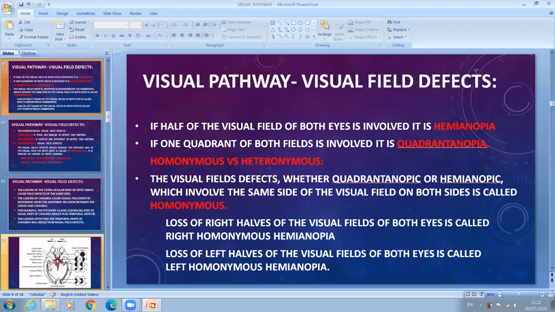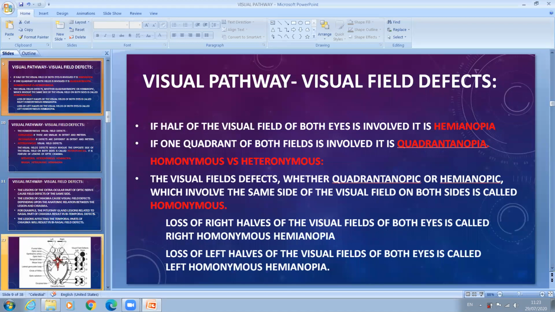I'll show you examples of this in the visual field analysis, or the recording of the visual field, and it will become clear. So visual field defects, whether quadrantanopic or hemianopic, involve the same side of the visual field of both eyes, and so they are called homonymous. In the homonymous, you have to observe one or two points. The loss of the right halves of the visual fields is called right homonymous, and the loss of the left halves is called left homonymous.